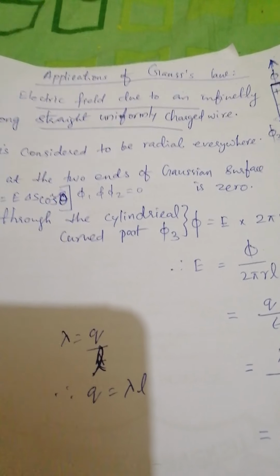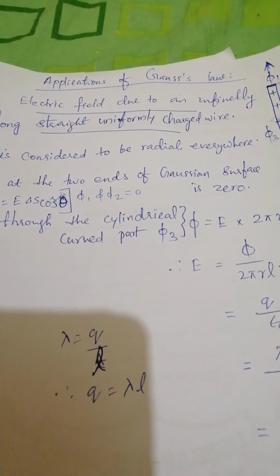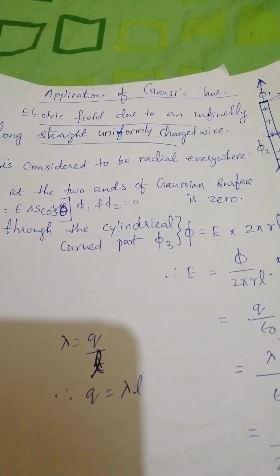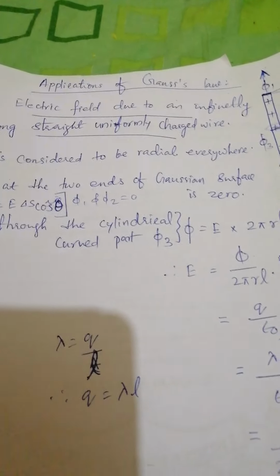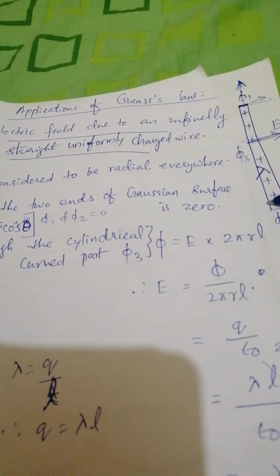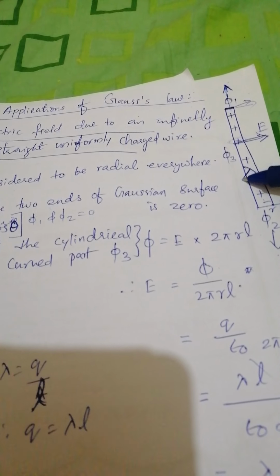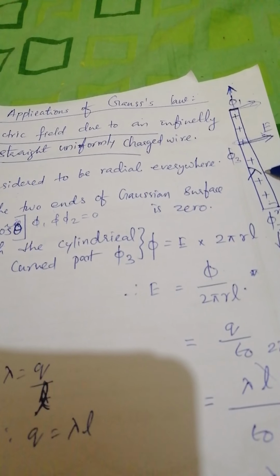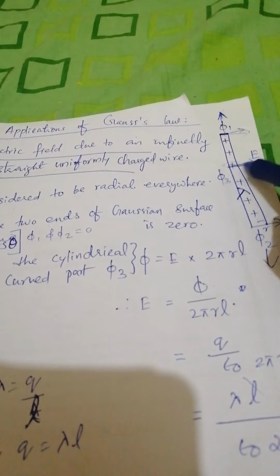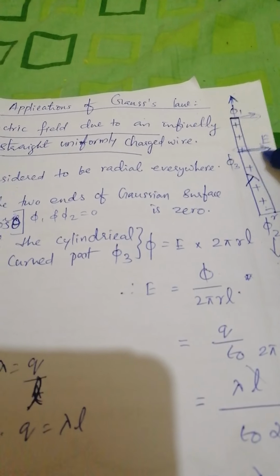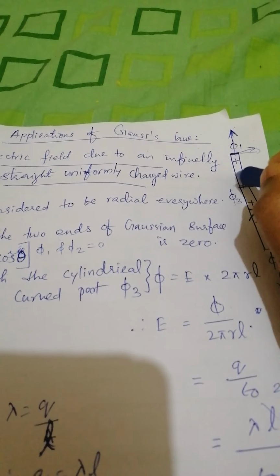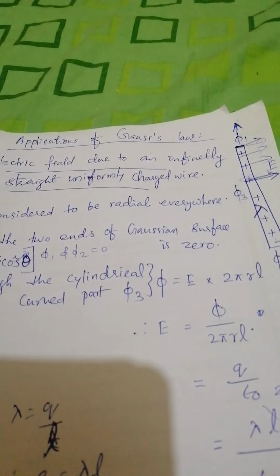First one is, we are going to find out the electric field due to an infinitely long, straight, uniformly charged wire. So consider this uniformly charged wire, and lambda we say is the charge density, and the electric field is radial. Here the electric field is considered to be radial everywhere. At every point the electric field is considered to be radial.